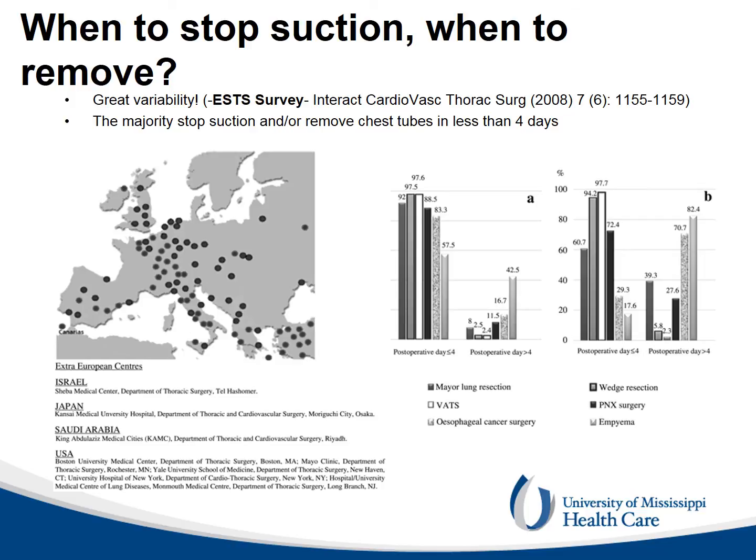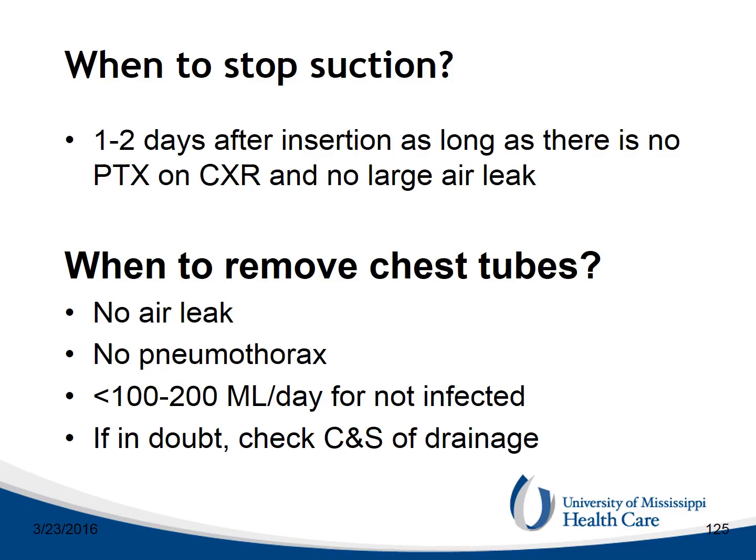From a European and North American survey, most surgeons stop suction and remove the chest tube in less than 4 days after any type of lung surgeries. After chest tube insertion, the suction is usually stopped within 1 day or 2, or less, and the chest tube removed if there is no air leak or pneumothorax and the drainage is less than about 200 milliliters a day and does not look cloudy or infected. If in doubt, it is necessary to take a sample of the drainage from the tube and culture it.